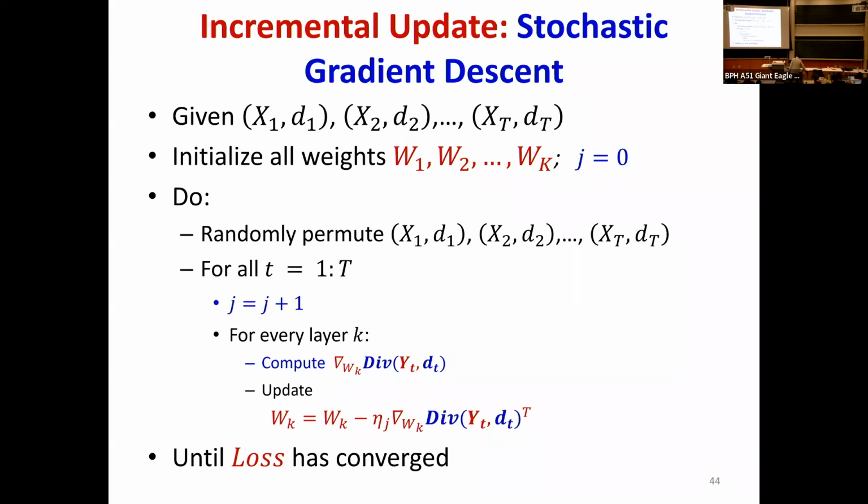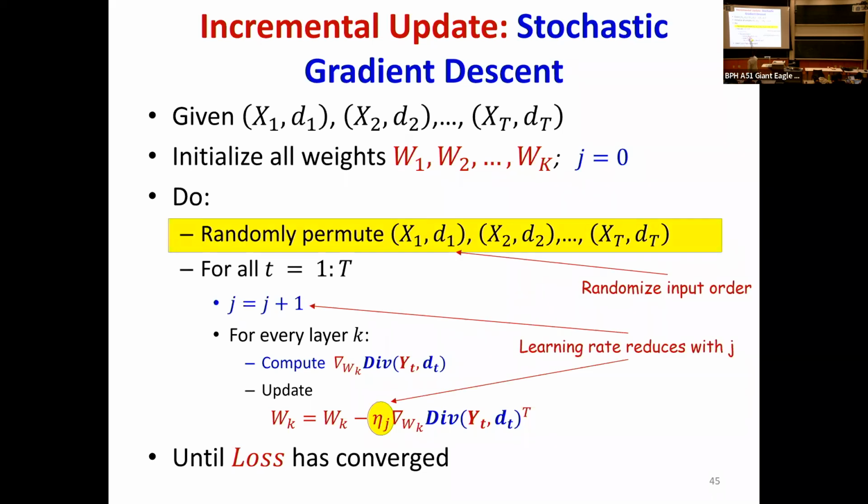And so this is what you would need to do. This is the same pseudocode as before. There are two key points. One, of course, is that the data have to be permuted from epoch to epoch. The second is that the learning rate must shrink with the iterations. At each iteration, you're going to require a smaller learning rate than what you had in the previous iteration.